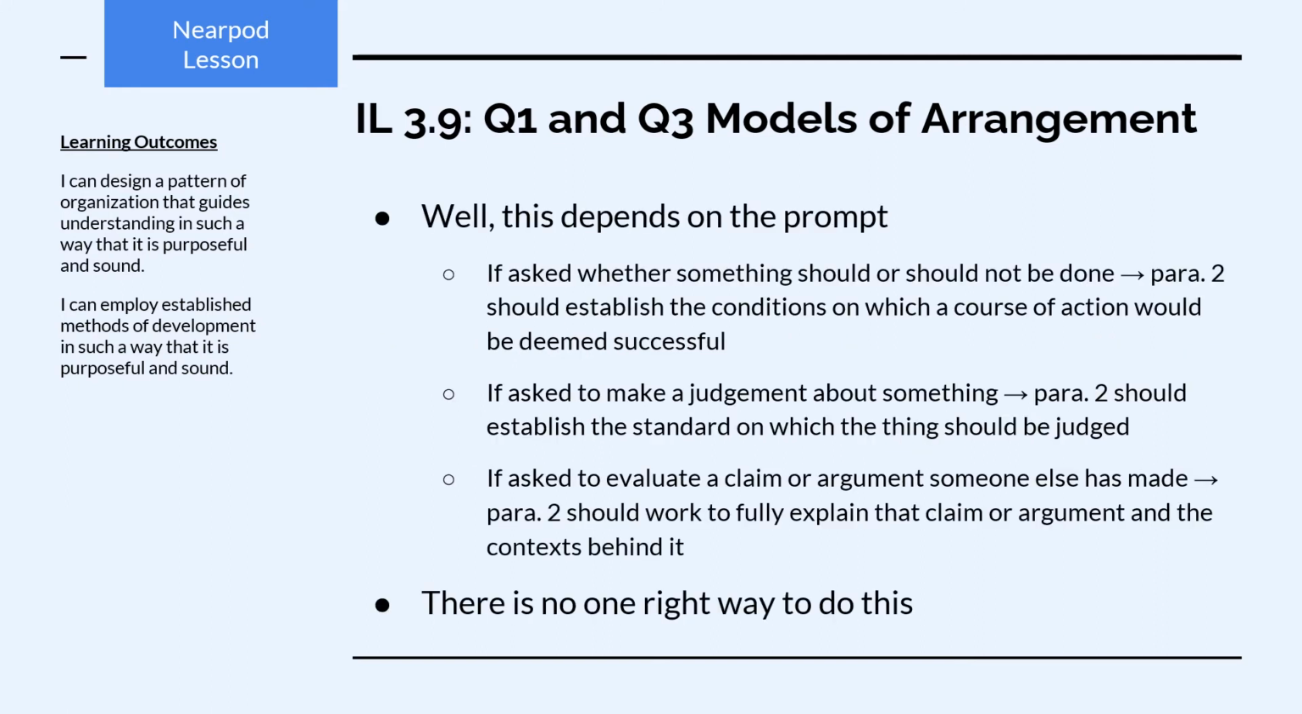Well, unfortunately, I don't have a clear, specific, works-every-time answer for that because it depends on the prompt. There's a lot of different kinds of prompts that you can be asked on these essays. If you're asked whether something should or should not be done, then what you should do in paragraph 2 is establish the conditions on which a course of action would be deemed successful. Because unless you've established what counts as success, or what the goal is of any choice that you have to make in this situation, it's hard to prove that your course of action is the right course of action.